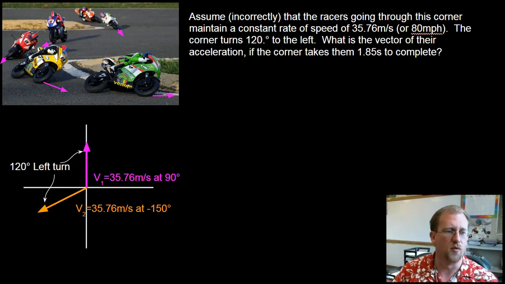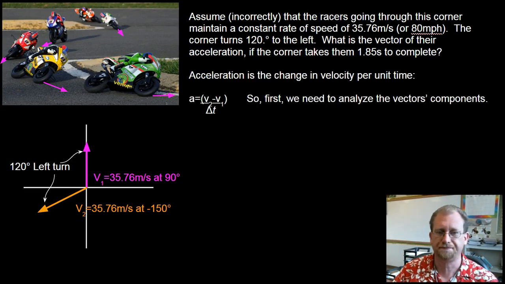Alrighty, so we need to analyze this. Acceleration is the change in velocity per unit time. So I have this final velocity minus my initial velocity. So I have the initial velocity here and the final velocity here. I need to be able to subtract those. And then once I've done that, I need to divide by the unit time.